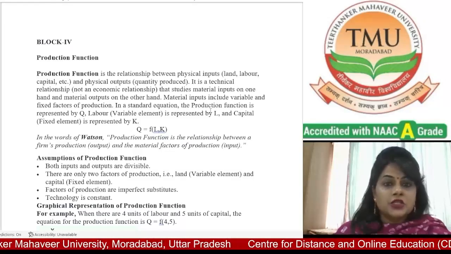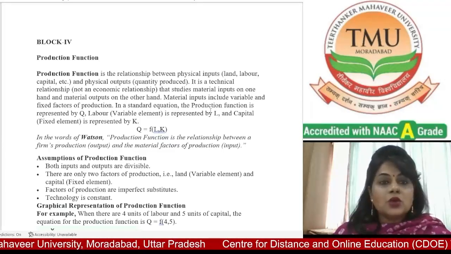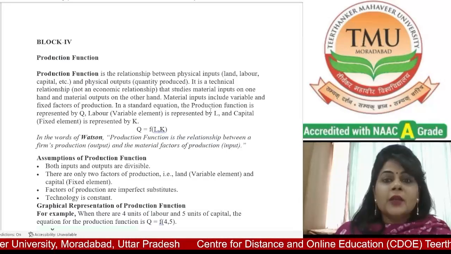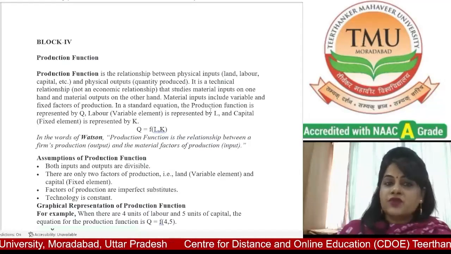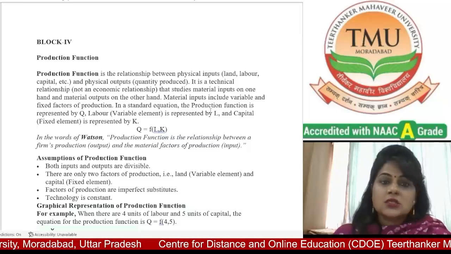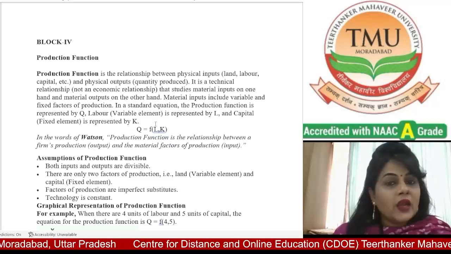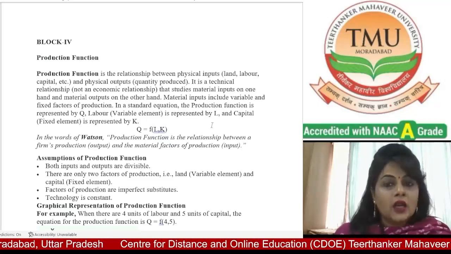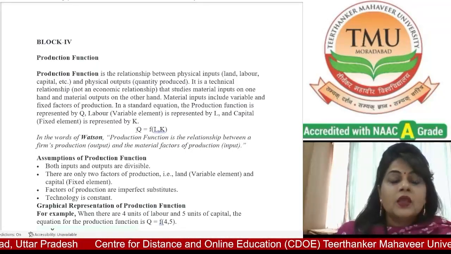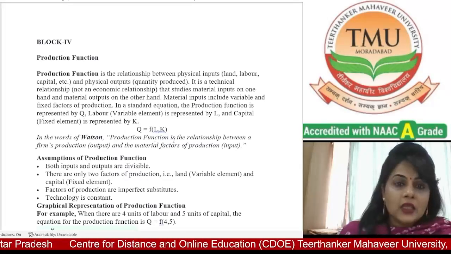It is a technical relationship, not an economical relationship, that studies material inputs on one hand and material outputs on the other hand. Material inputs include variable and fixed factors of production. In our standard equations, the production function is represented by Q. Labor, the variable element, is represented by L, and capital, the fixed element, is represented by K. It means the production function is a functional relationship of L and K.